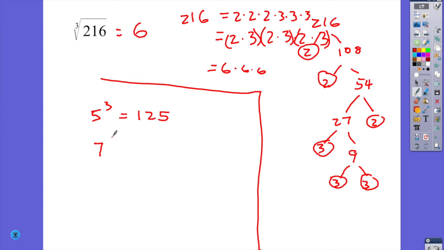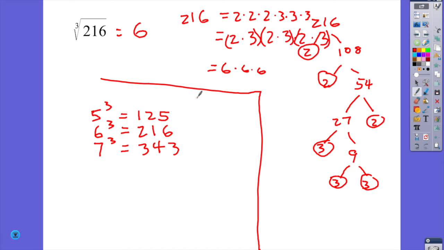Maybe 7. So it turns out 7 times 7 is 49. And 49 times 7 turns out to be 343. And little by little, I just use some targeted guessing and then narrow my answers down. And we find out eventually it's right in between. 6 to the third. 6 times 6 is 36, and 36 times 6 is 216.